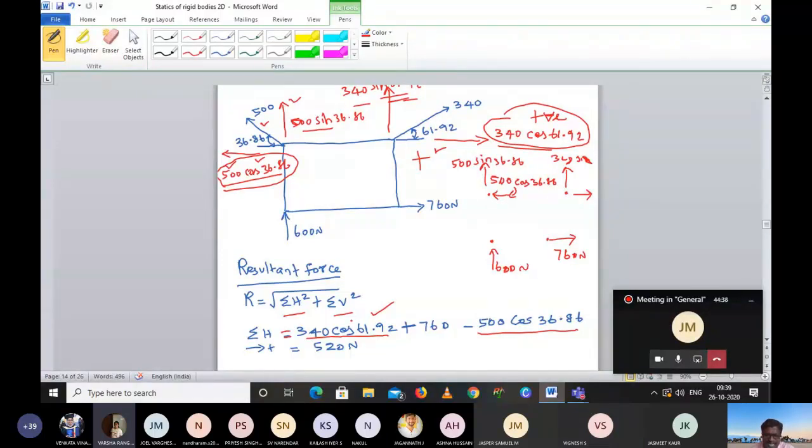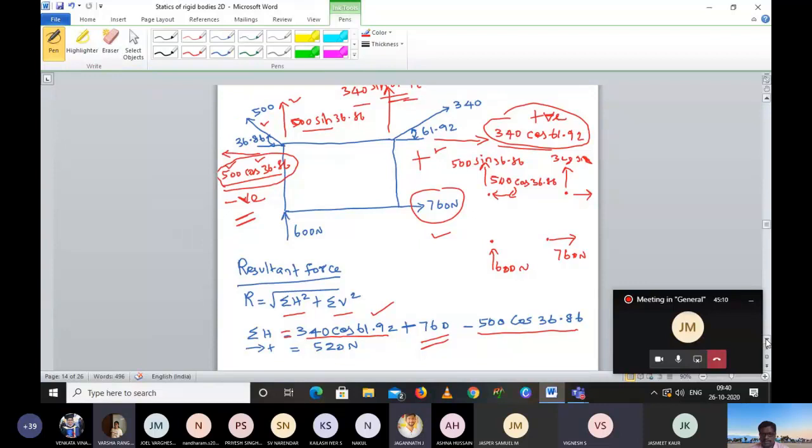Already we have said. Okay, listen here now. This is positive. This is negative. Am I right? This is negative because it's going away. So when you are considering this one, again right side it is positive. Any doubt in this, guys? Only horizontal components. How many horizontal components are there? 340 cos 61.92, 500 cos 36.86, 760. Three components. Any doubt in this? Three components, vertical, sir.